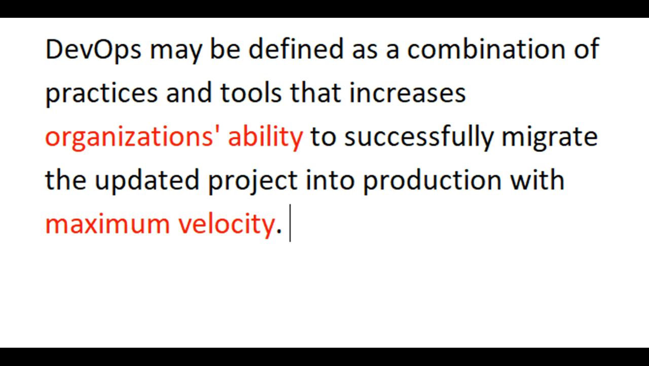And the overall purpose of DevOps is to move the updated project into production with maximum velocity, so that the client doesn't need to wait for a long time to have the code updated in production. Updated means deployed in the production.